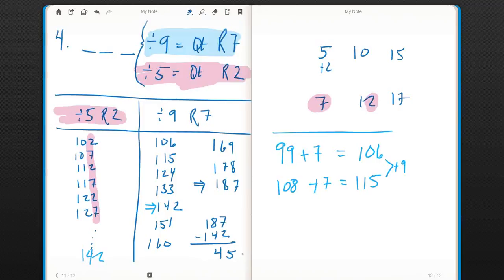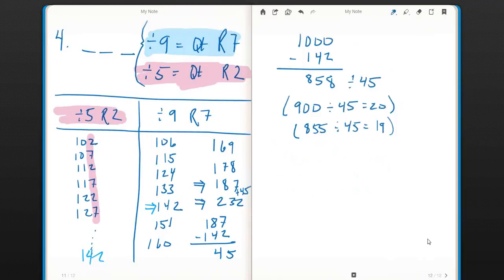Now, if you continue that list from 187, you'll find that the next time you come up with a 2 on the end is the number 232. And there's also a difference of 45 between those numbers. So what I'm finding out is that every 45 numbers, starting at 142, I will have a 3-digit number that meets both of my criteria. So I'm still on the hunt to find how many three-digit numbers make that work.